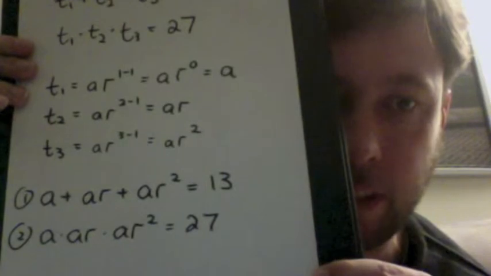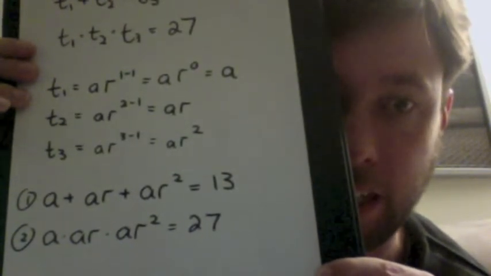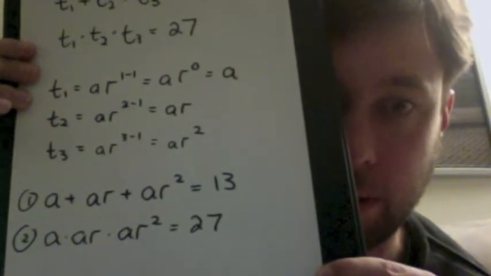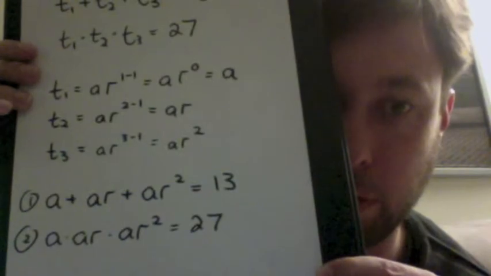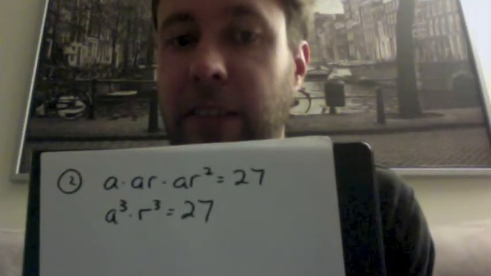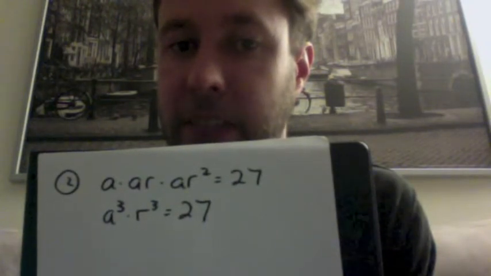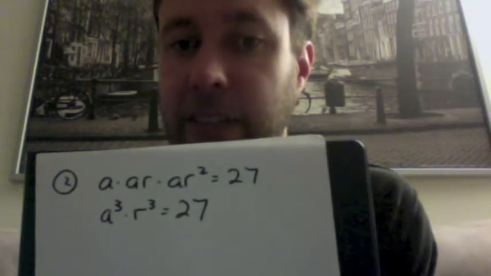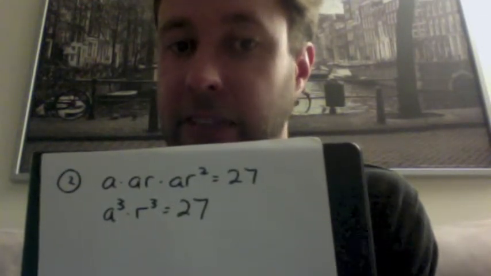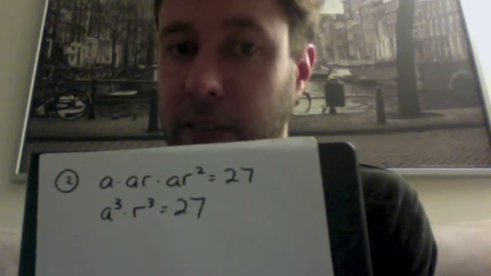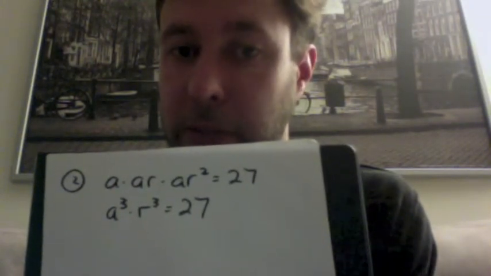If we replace t1, t2, and t3 with a, ar, and ar squared, we get these equations: a plus ar plus ar squared equals 13, and a times ar times ar squared equals 27. I'm going to start things off by simplifying my second equation. a times ar times ar squared equals 27. Because it's a times r times a times r times a times r squared, that would simplify to a times a times a, which is a cubed, and r times r squared, which is r cubed. And a cubed times r cubed equals 27.